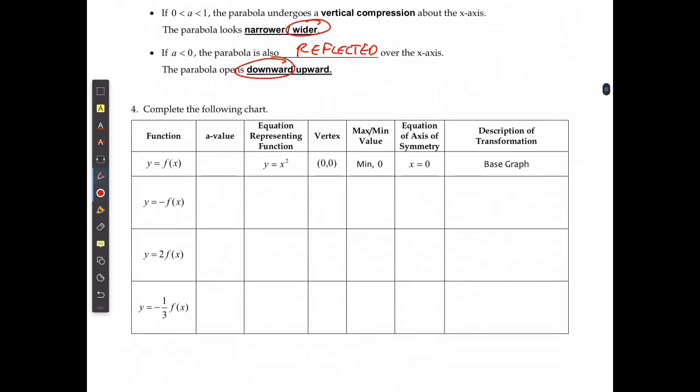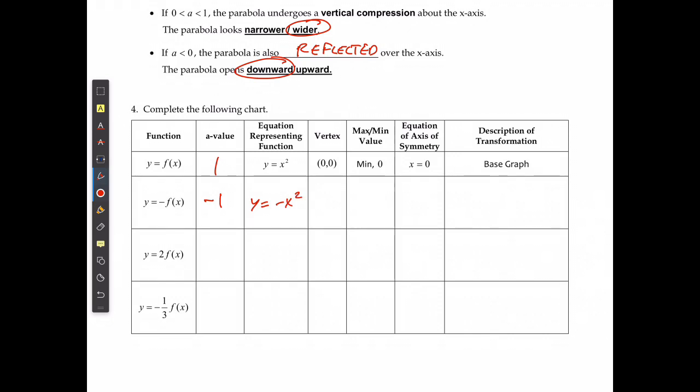So if I'm completing a chart, if I have y = f(x), then the a value, if it's not written with any coefficient, is just going to be 1. If I had y = -f(x), that a value would actually be -1, which means that my equation would be y = -x squared.